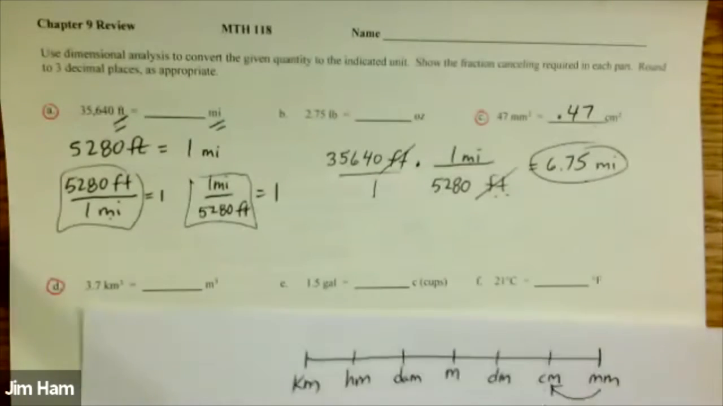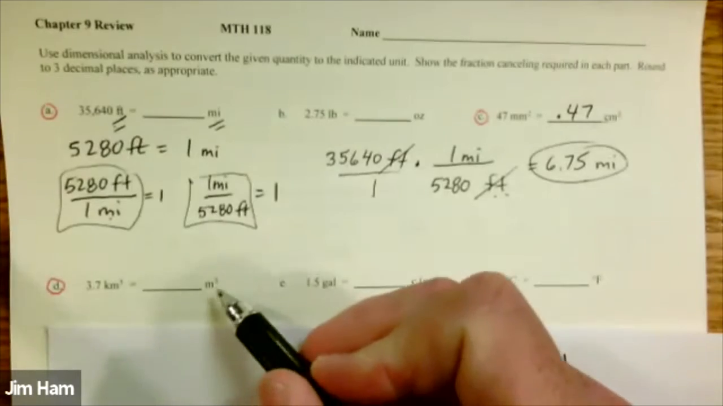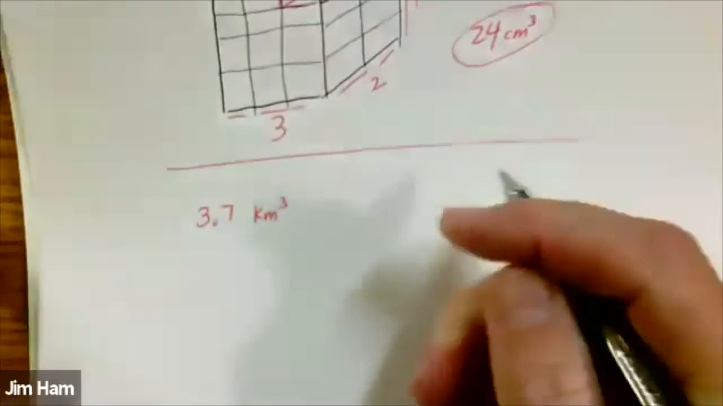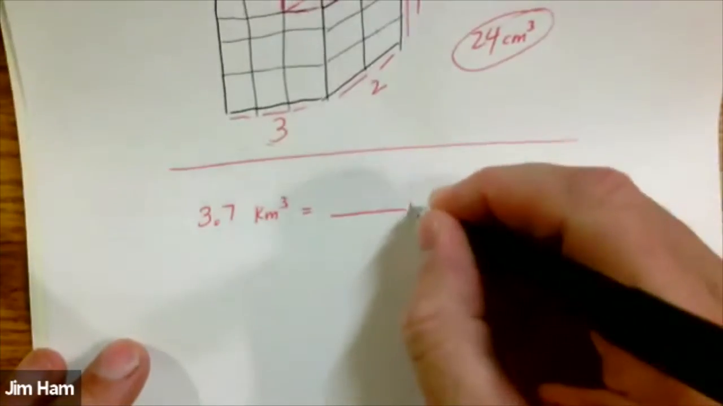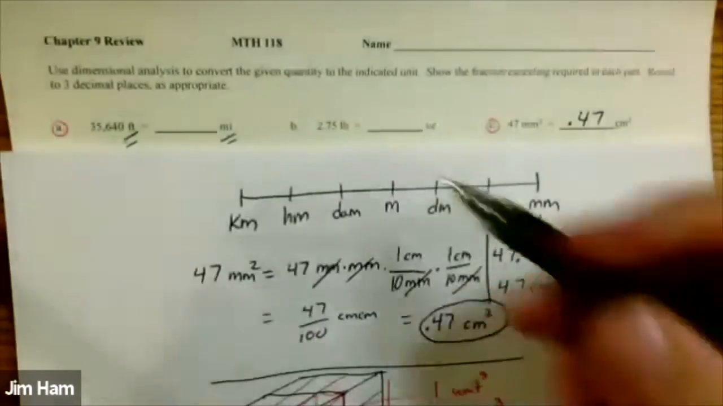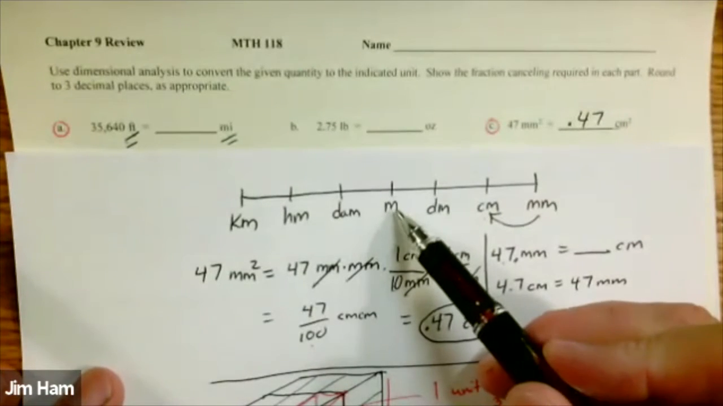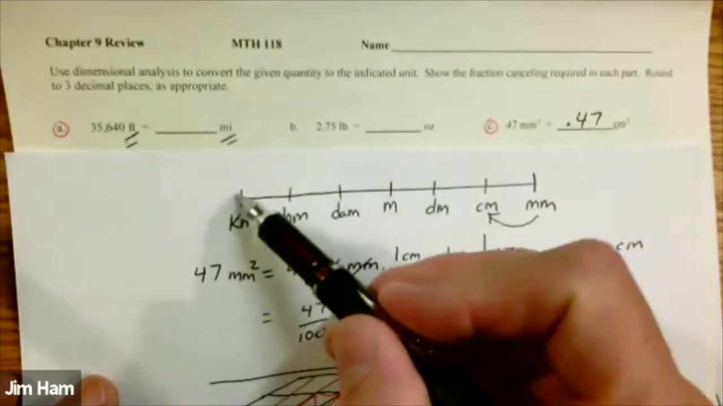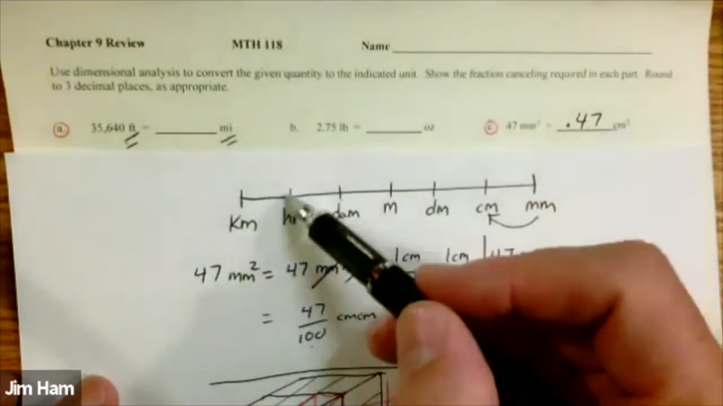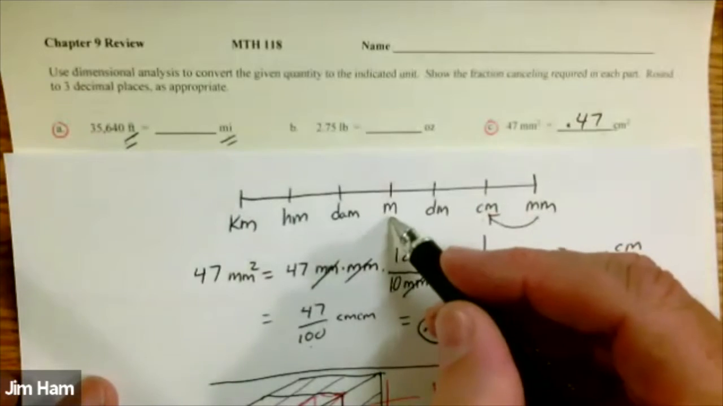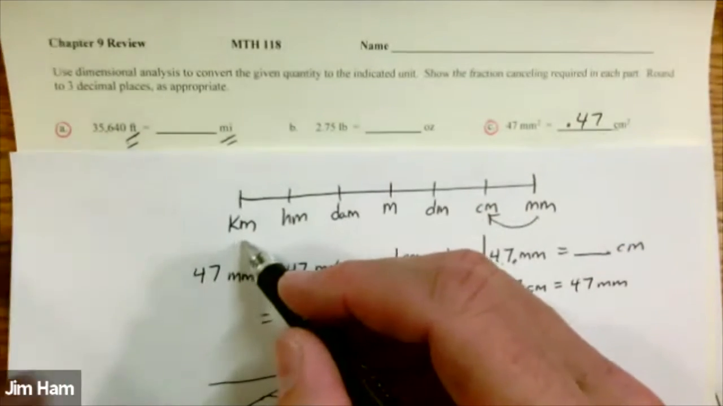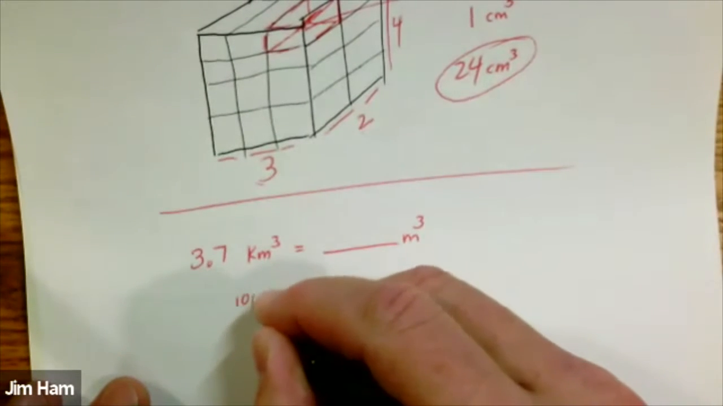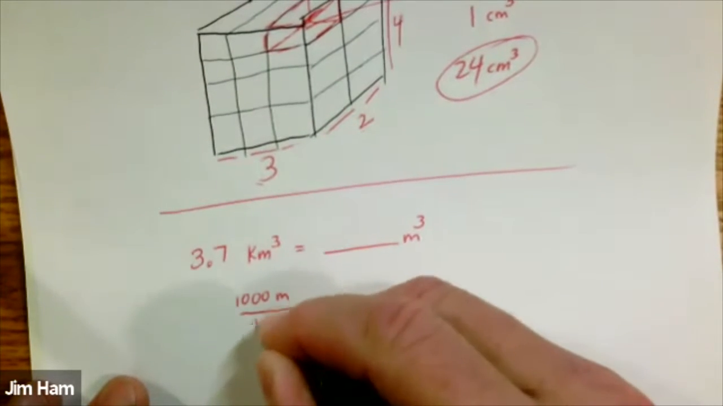But we're going to be doing some conversion. So let's take a look at this problem right here. It says 3.7 cubic kilometers is equal to how many cubic meters? Now we can see up here that the smaller unit is meters, so it's going to take more of the smaller unit to equal one of the bigger units. And if we go from meters to kilometers, you can see that there's 10, 100, 1,000 meters in 1 kilometer. So we're going to use this: 1,000 meters equals 1 kilometer.